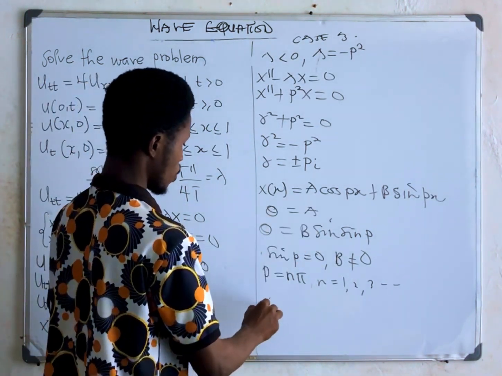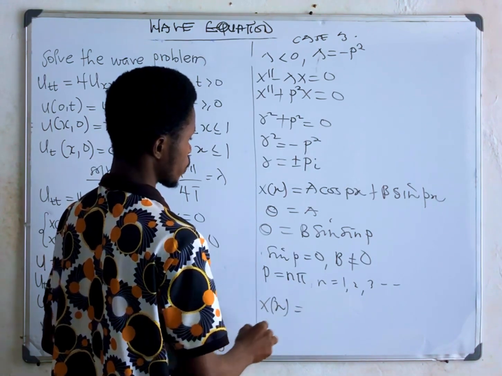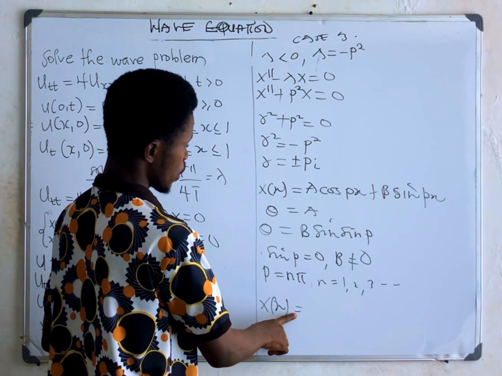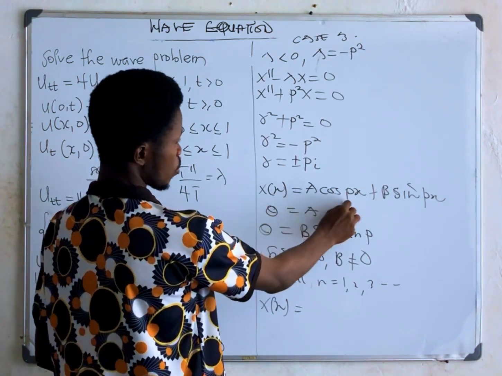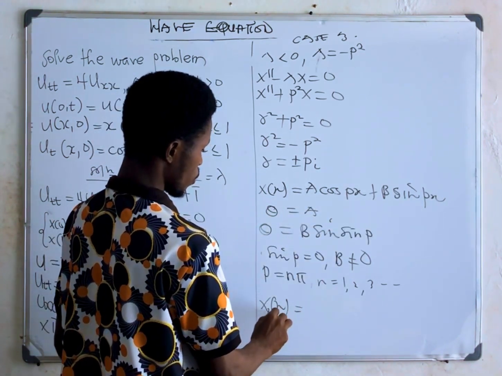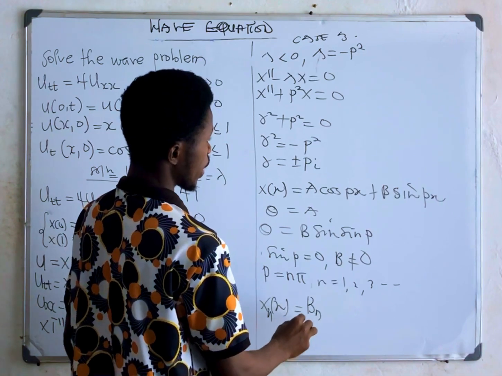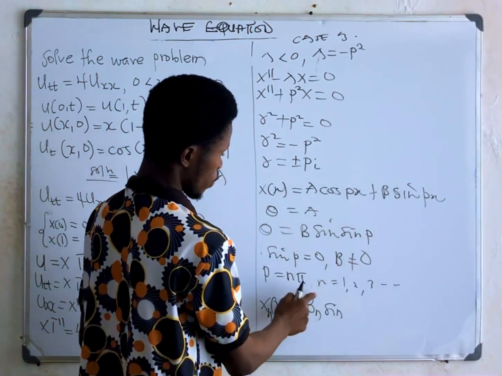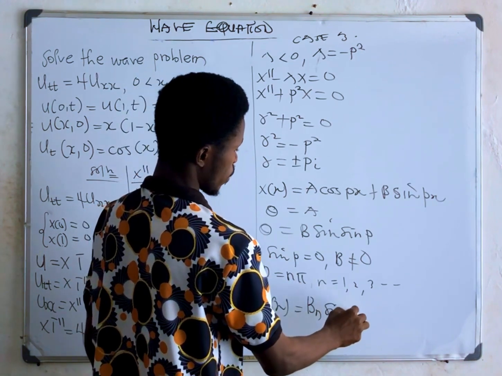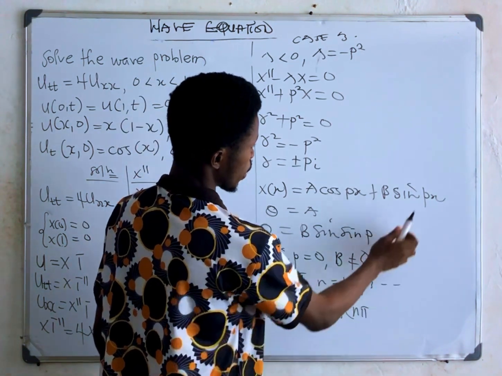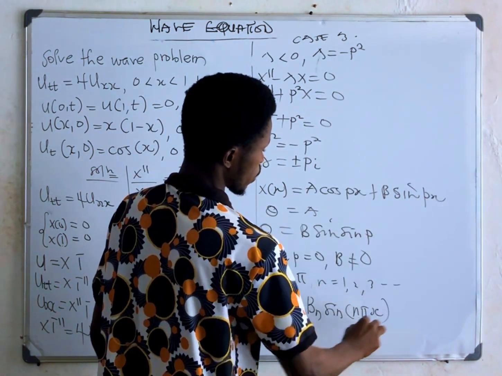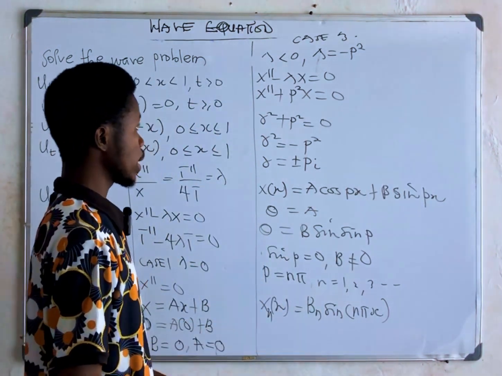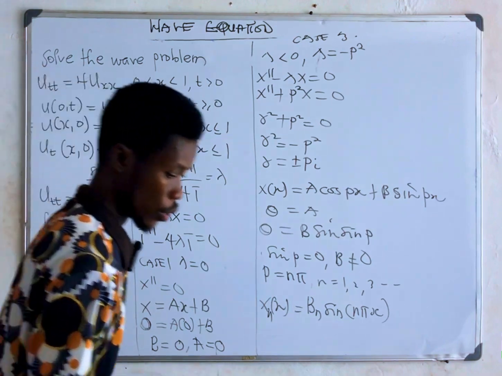We are coming back here, so I'm going to have this equals. a is already 0, so everything here goes to 0. b, then put n there because of the n. b_n sin. Now this p is now n pi, so I'm going to have n pi x. So this is what we have as our X. Now I deal with t, so let me write it somewhere here.